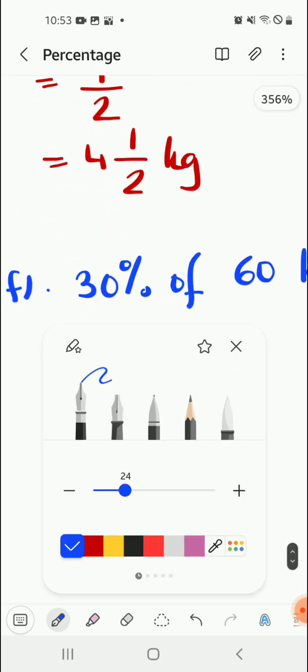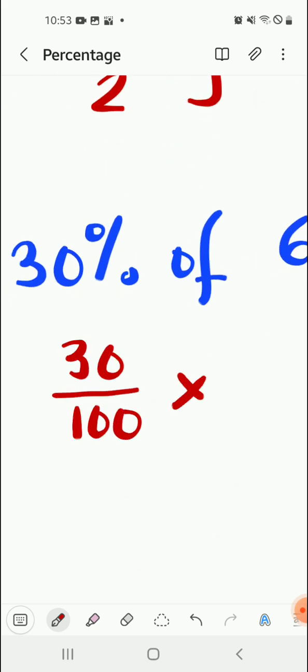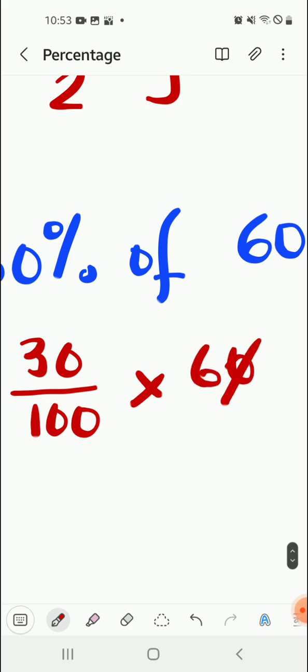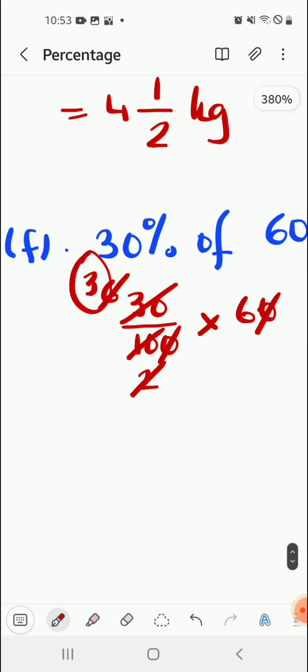Okay, write it in mathematical form. 30% is written as 30 by 100, of is into, and 60. Let's cancel. 10 divided by 5 is 2. 30 divided by 5 is 6. 2 divided by 2 is 1, and 6 divided by 2 is 3. So 3 into 6, that is this 3 and this 6, is what we are left with.